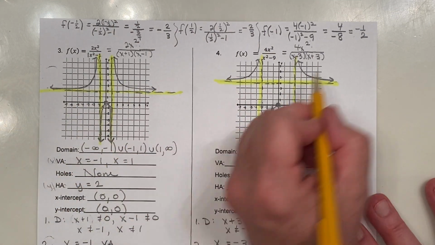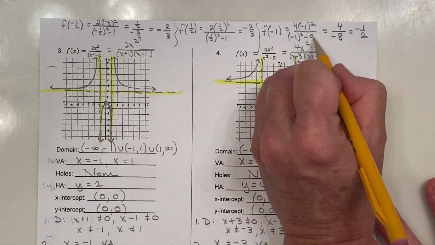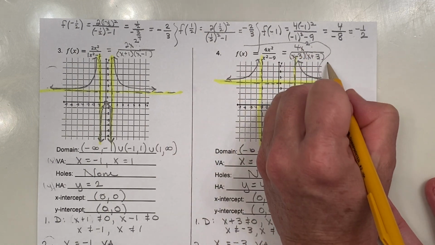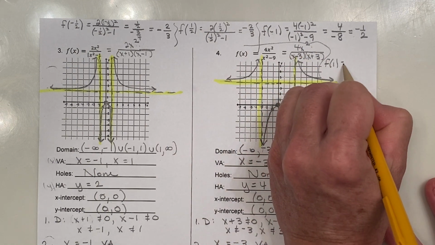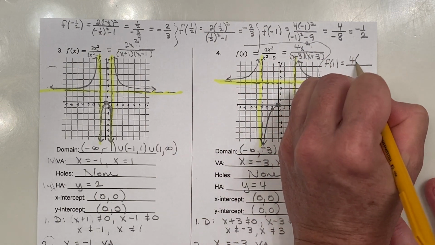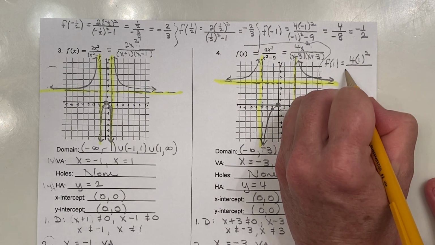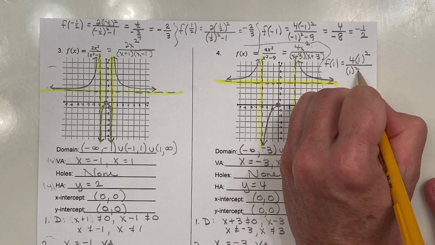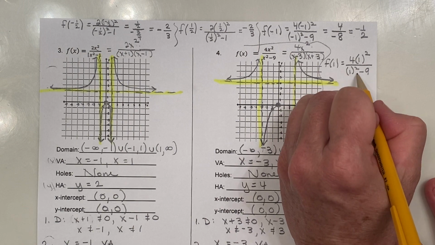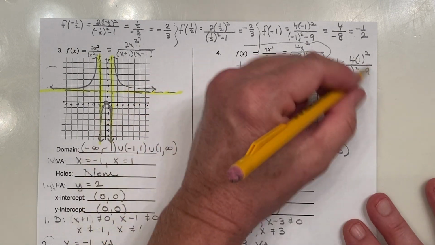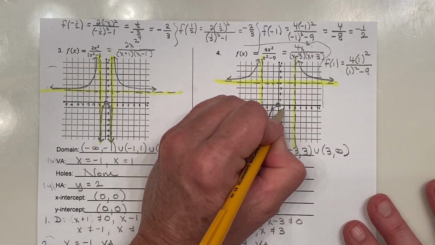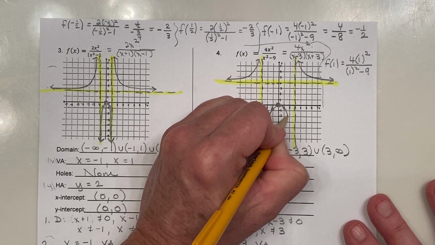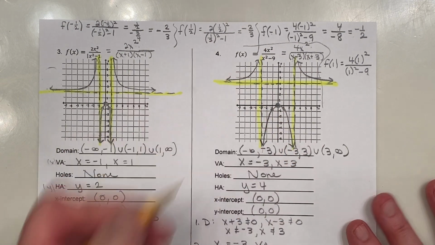And then I'm going to plug in positive 1. It's getting kind of crowded. So f of 1 is 4 times 1 squared, over 1 squared minus 9. This will again be 4 over negative 8, so that's also negative 1/2. So it just happens to look the same.